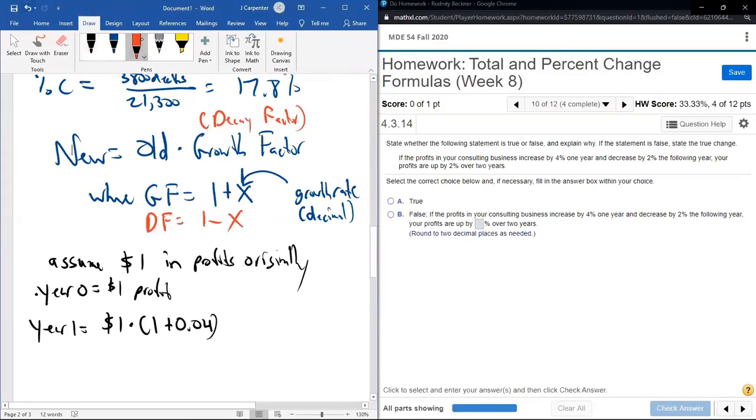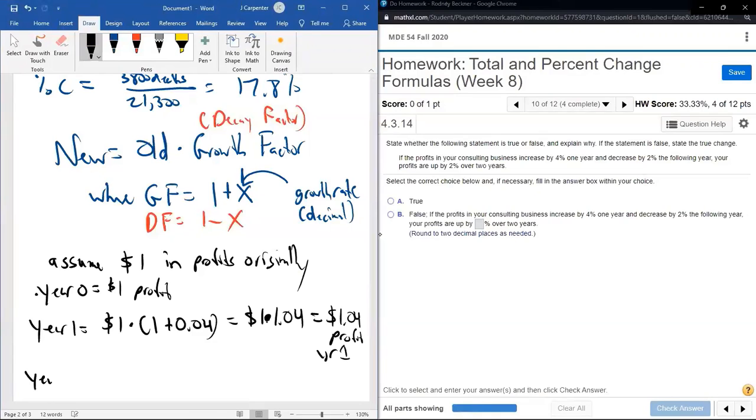What's going on here? Why is it 1 plus 0.04? The 1 here represents the original 100% you had. This 0.04 represents the new 4% that you're getting. And again, this is going to be a very common theme. So 1 plus 0.04 is 1.04, and 1 times 1.04 is 1.04. So that's our profit for year 1. And again, I'm saying year 0 was the dollar profit. The 1 year here is what I'm calling year 1.